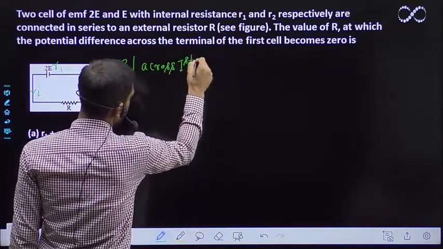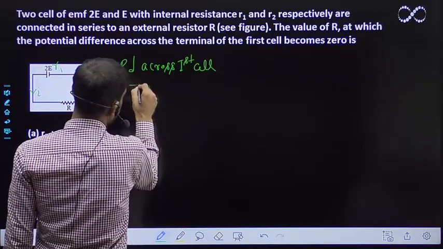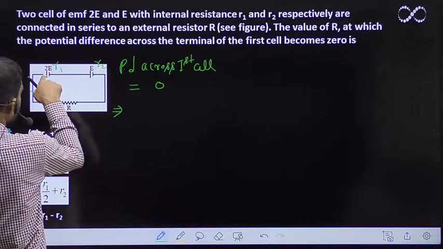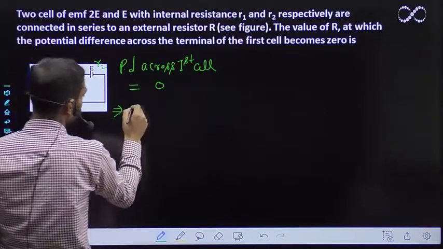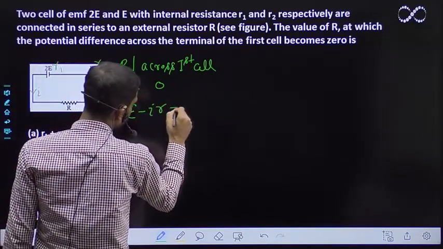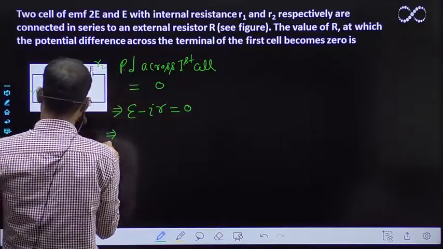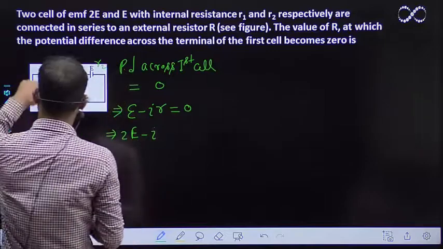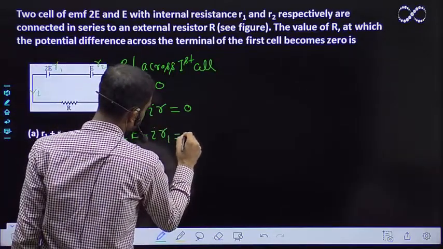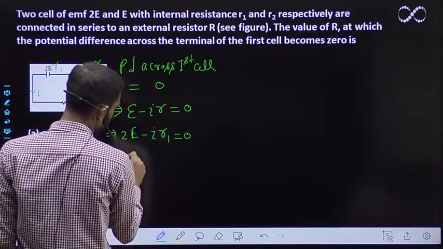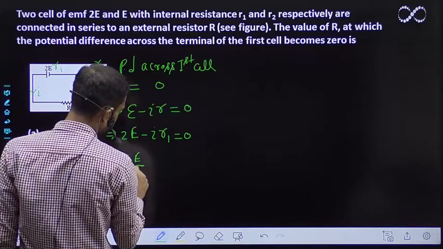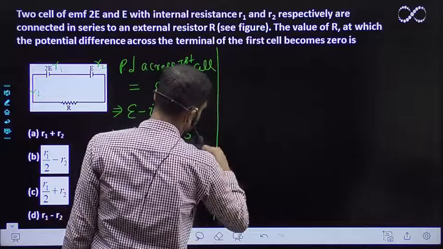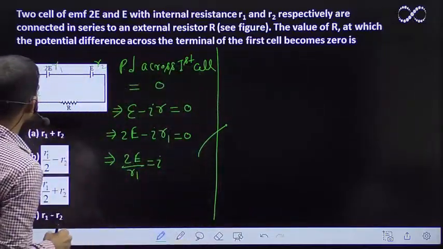first cell is equal to 0. Okay, and since the current is leaving from the positive terminal, so EMF minus IR is equal to 0. So EMF of first cell is 2E minus I. Resistance of first cell is R1, so this will become 0. So from here I can say 2E upon R1 is equal to I. Now I know the value of I.